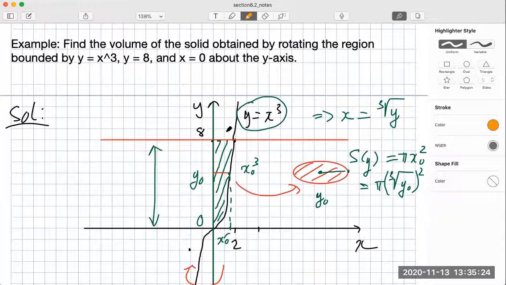And similarly, if we compute the volume formed by y equal to x cubed, y equal to 8, x equal to 0, this region, then this one we slice perpendicularly to y, because that way is easier. Okay?